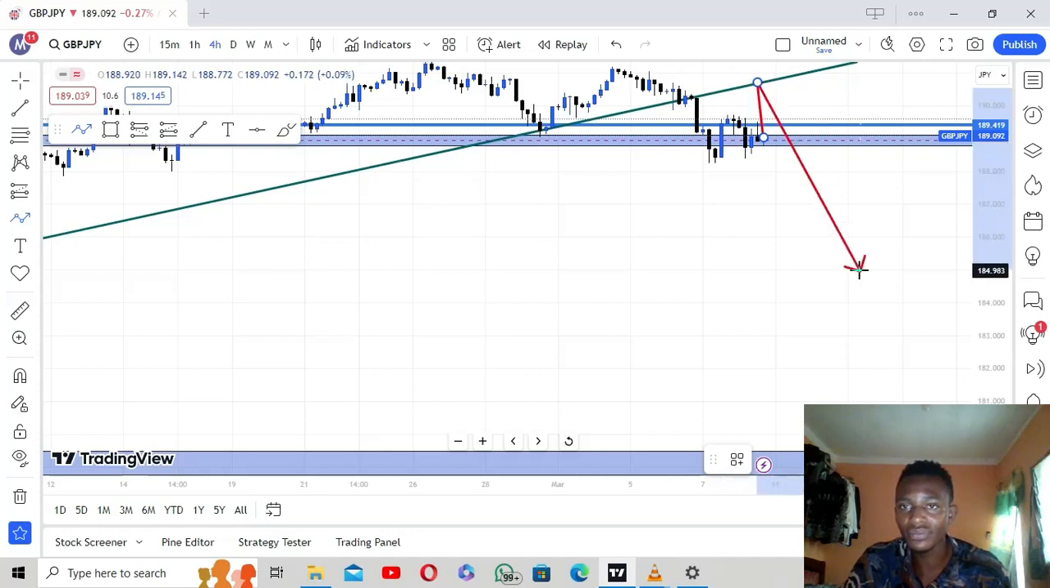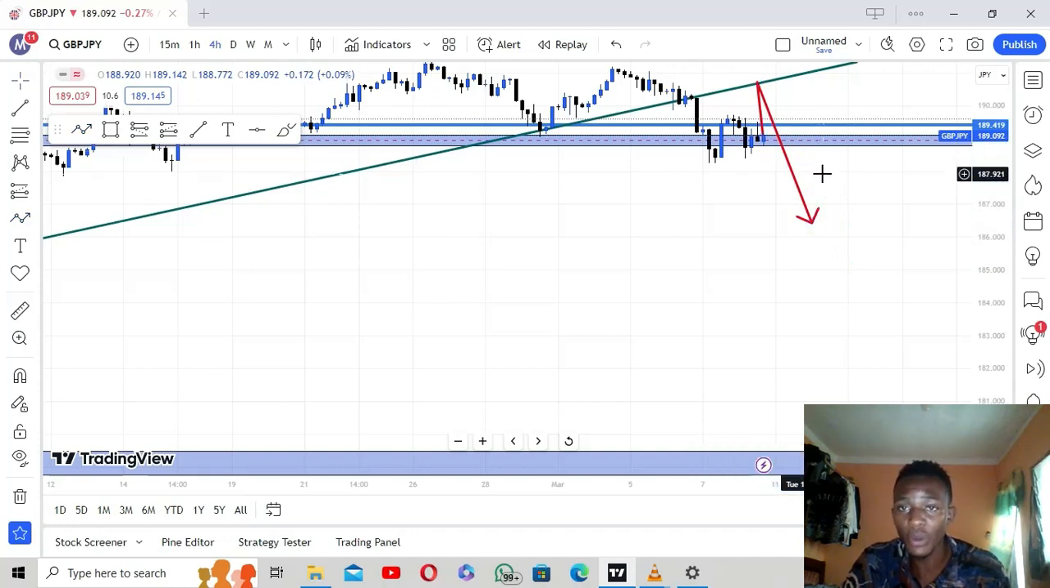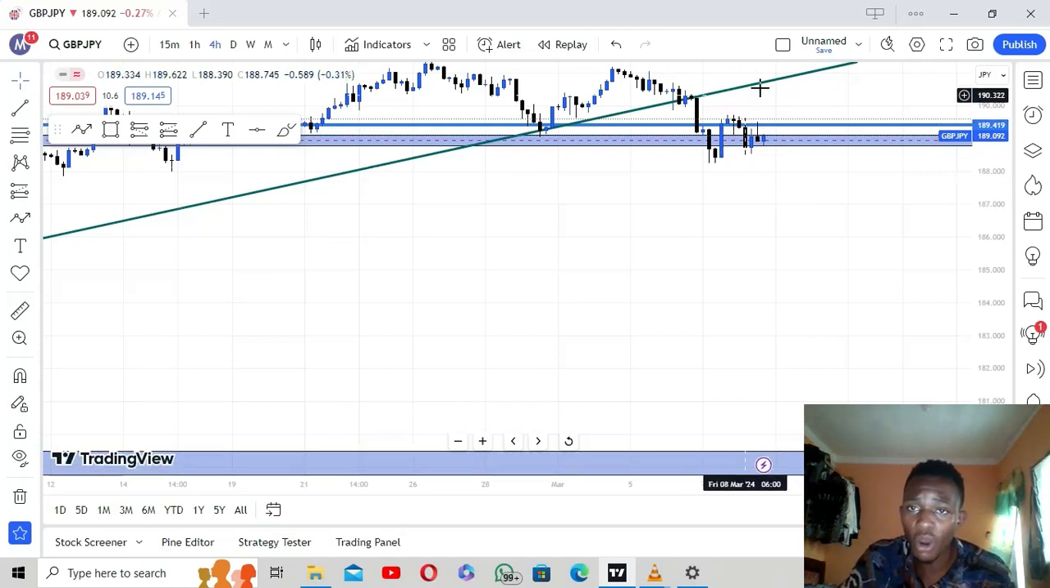and then go down. That's what the market might do. I hope you are seeing that. You see that the more we are going down, the more we are seeing possible movement of the market. It might go back up, retest this trend line before falling down.